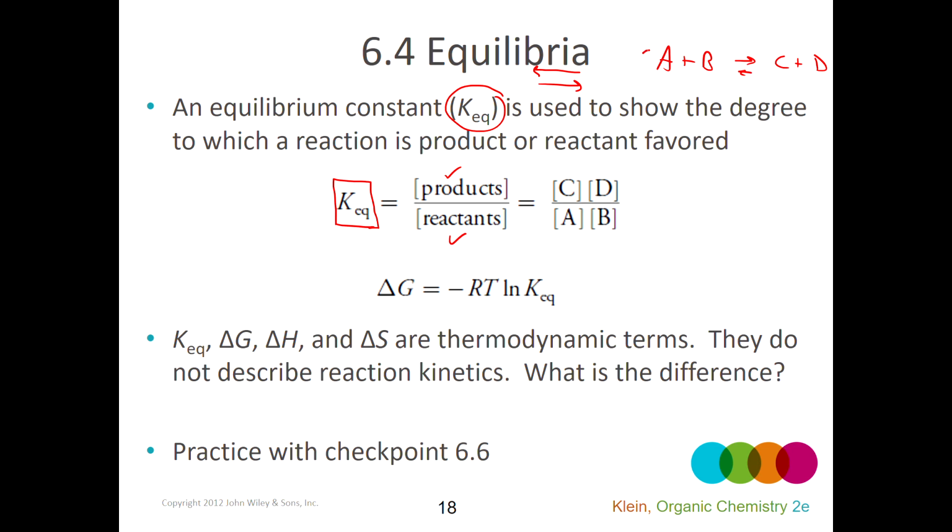So if I had two molecules of A reacting with one B to produce maybe three C's and one D, in order for this to be a constant, hopefully you recall, the coefficients become exponents for the substances that they're modifying in the balanced equation. So it's only a constant, products over reactants, if I put the coefficients in as exponents.